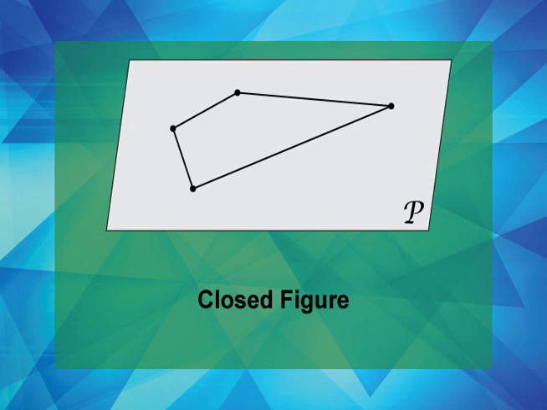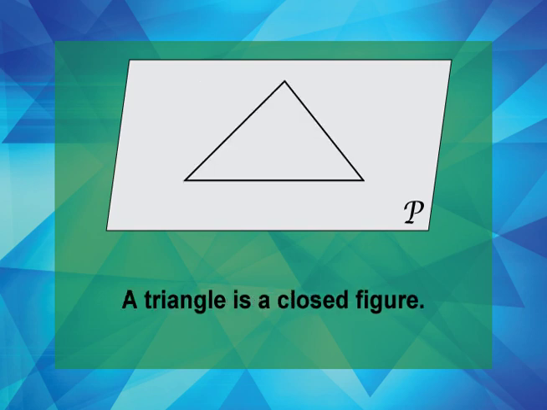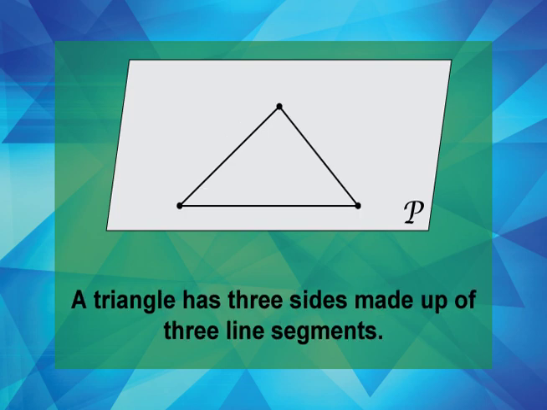This is a closed figure. In this case, a series of coplanar segments that start and end at the same point. A closed figure can also consist of curved sides. A triangle is a closed figure. A triangle has three sides made up of three line segments.